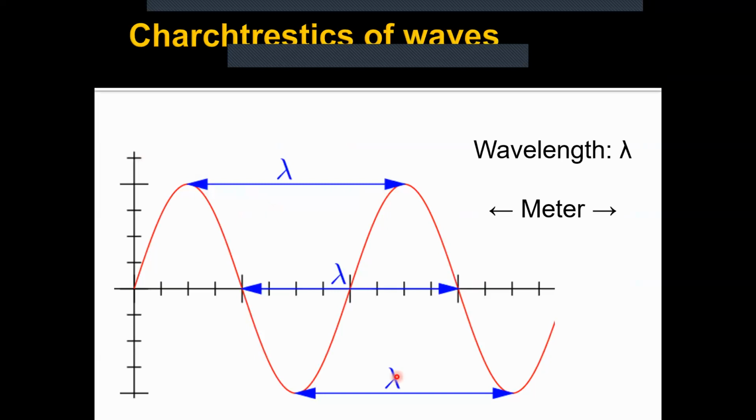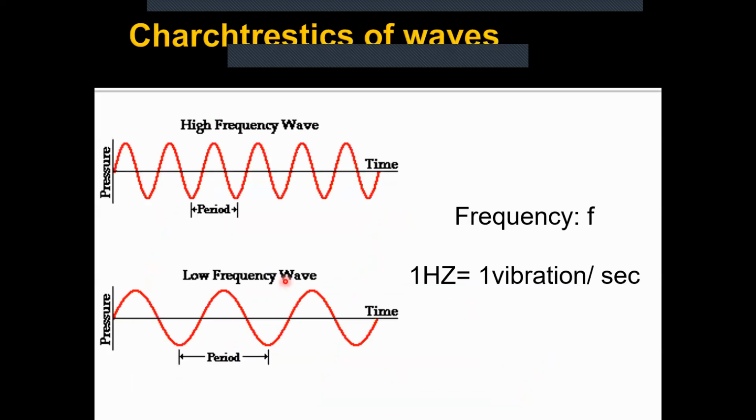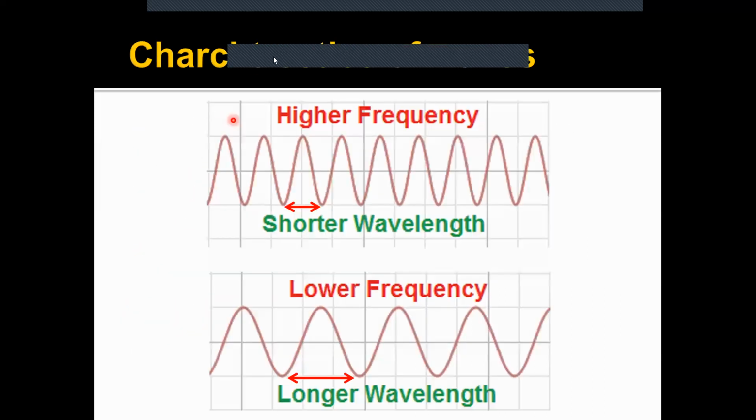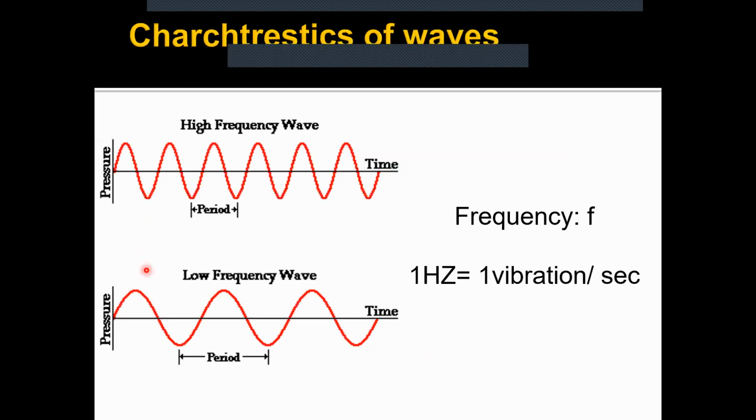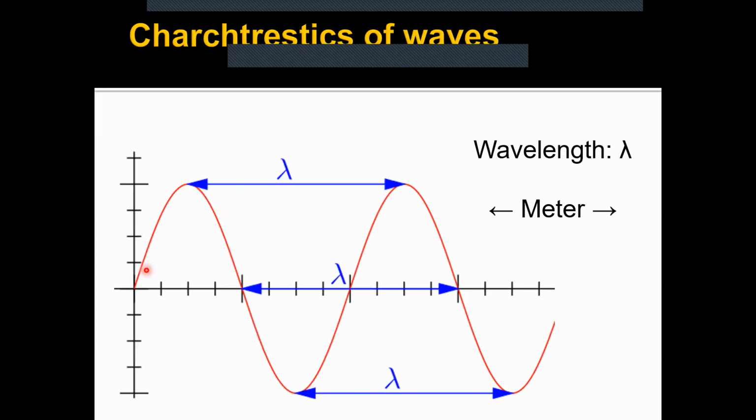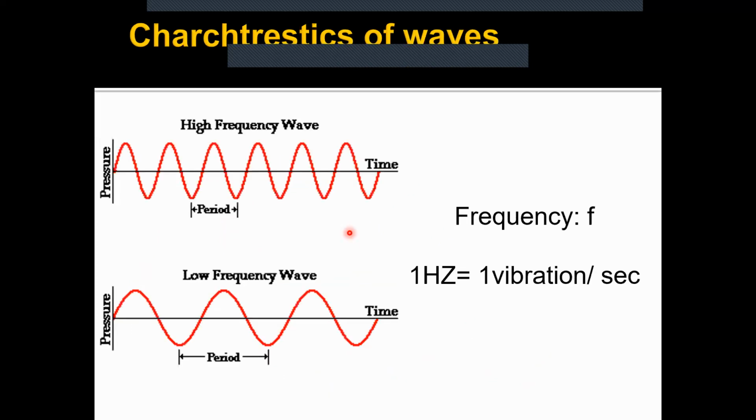The way these waves will behave is based on things like wavelength, which is measured in distance, and also on other things such as frequency, which determines how many vibrations per second, and amplitude. These are just basic features of the sound wave. They're going to have a wavelength, a frequency, and an amplitude.